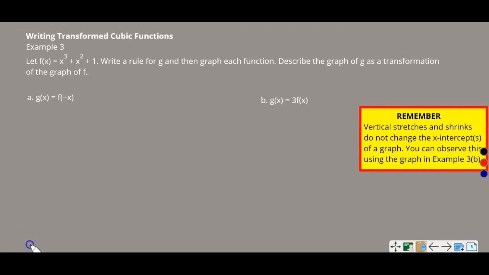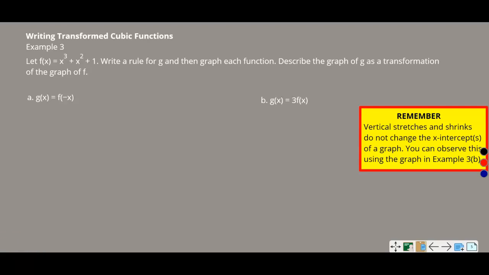We are continuing with transformations of cubic functions. We're on example 3, writing transformed cubic functions. Let f of x equals x cubed plus x squared plus 1. Write a rule for g and then graph each function. Describe the graph of g as a transformation of the graph of f.